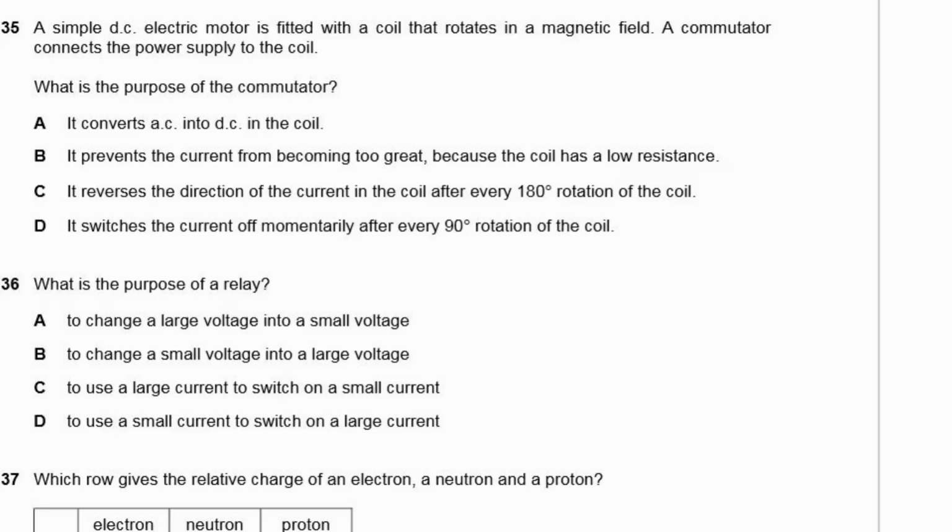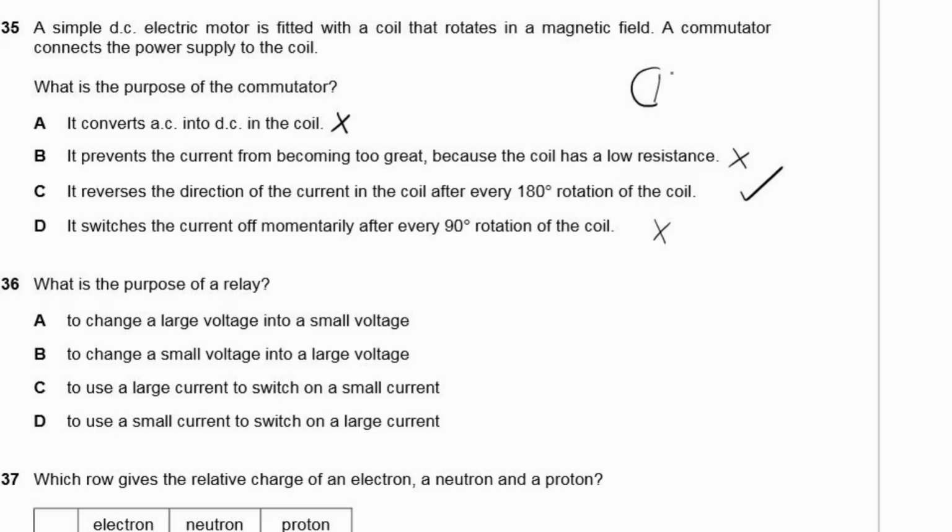Converts AC into DC in the coil? No, no, no. It's a DC motor. It prevents the current from becoming too great? No, it doesn't do that. It reverses the direction of the current in the coil after every 180-degree rotation of the coil. That it does do. It switches the current off momentarily after every 90-degree rotation of the coil. It does not do that.